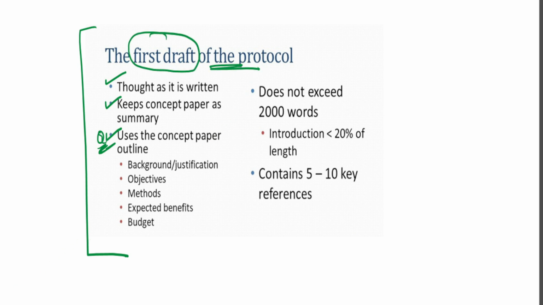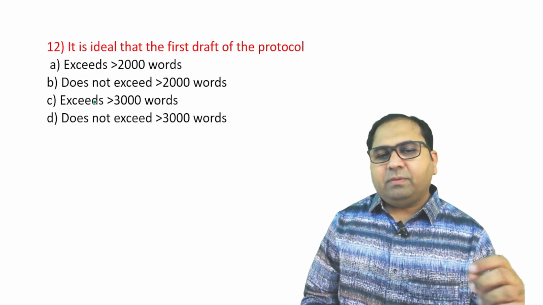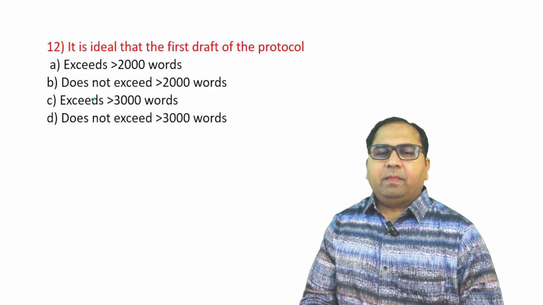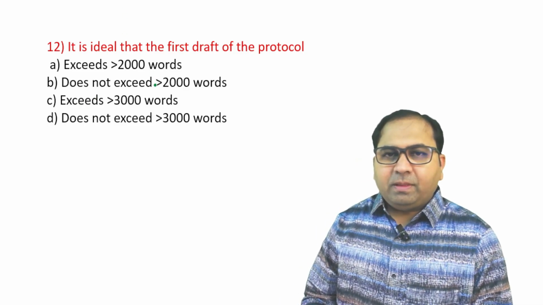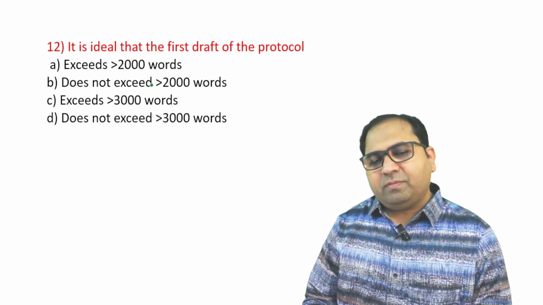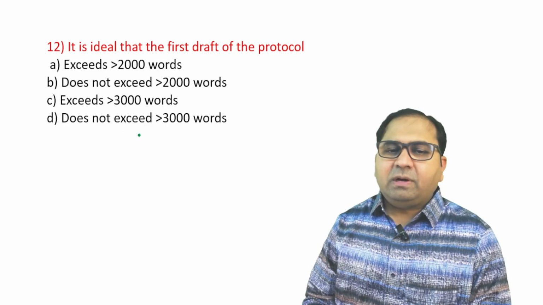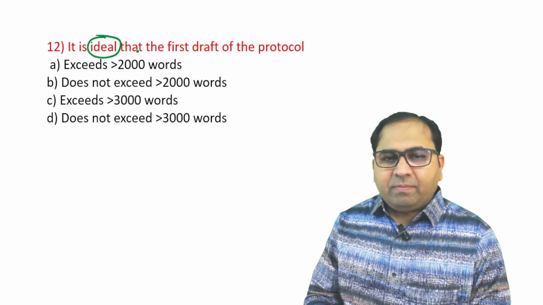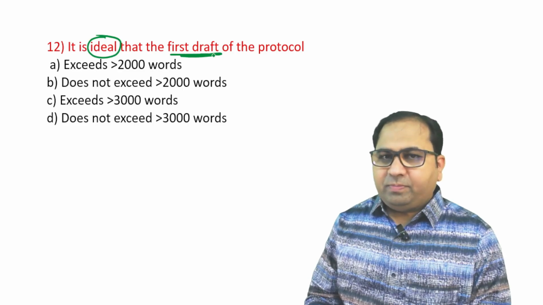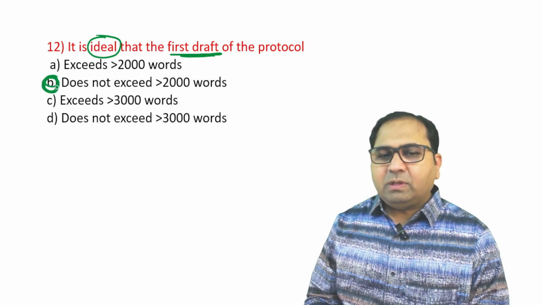Let us go to the next question then. Next question. It is ideal that the first draft of the protocol is what? Options are A, exceeds more than 2000 words, B, does not exceed more than 2000 words, C, exceeds more than 3000 words, or D, does not exceed more than 3000 words. See, they are speaking regarding the first draft of the protocol, the first draft. So the answer for this question is that it does not exceed more than 2000 words. Does not exceed more than 2000 words.